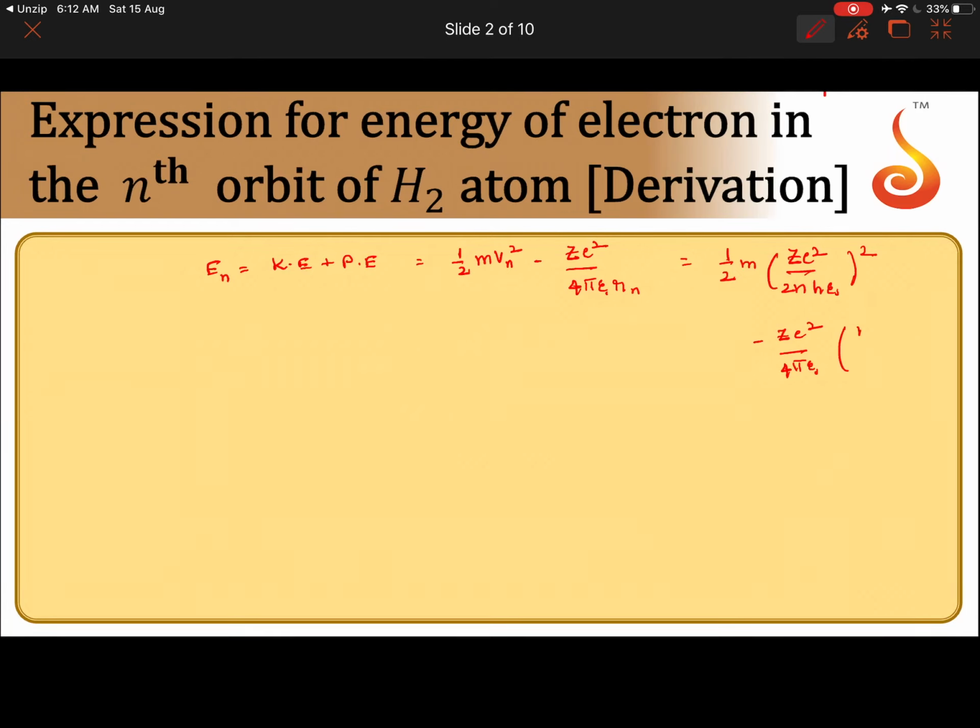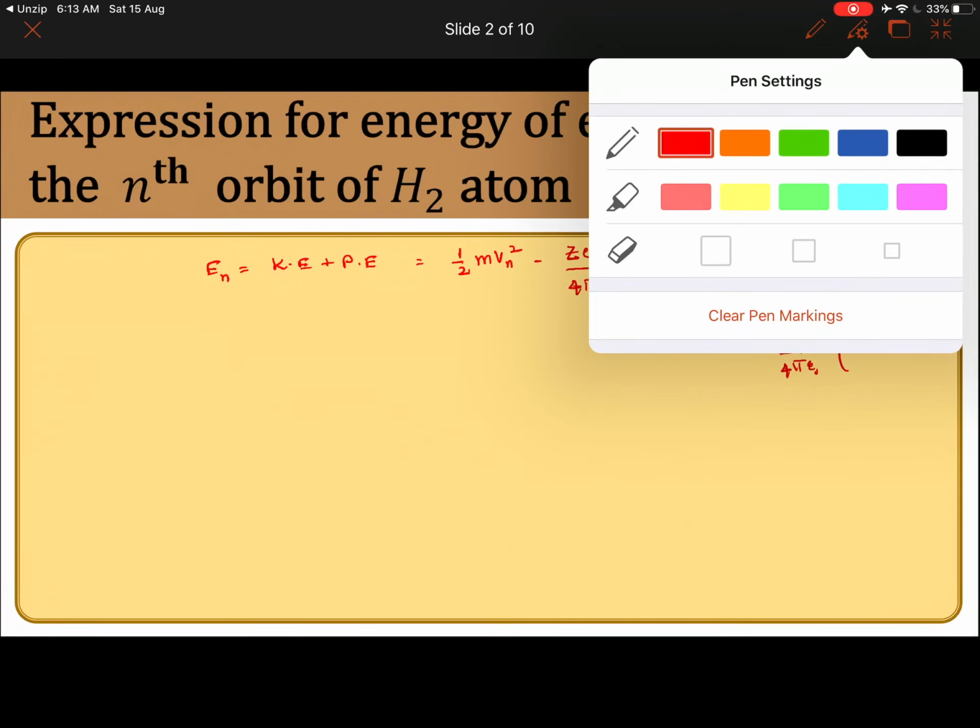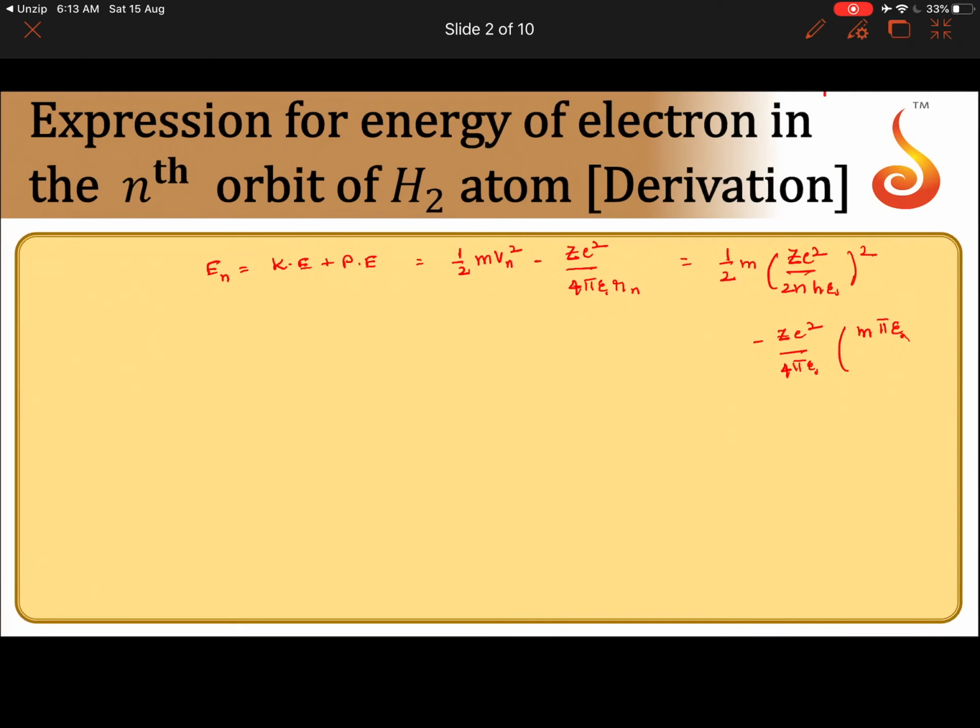So this becomes m pi. I'm taking the inverse of the radius of an electron in an orbit. So this is m pi Ze square by n square h square epsilon naught.